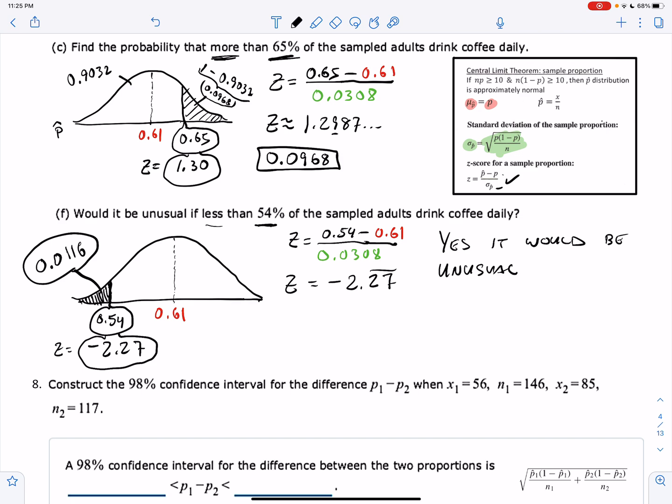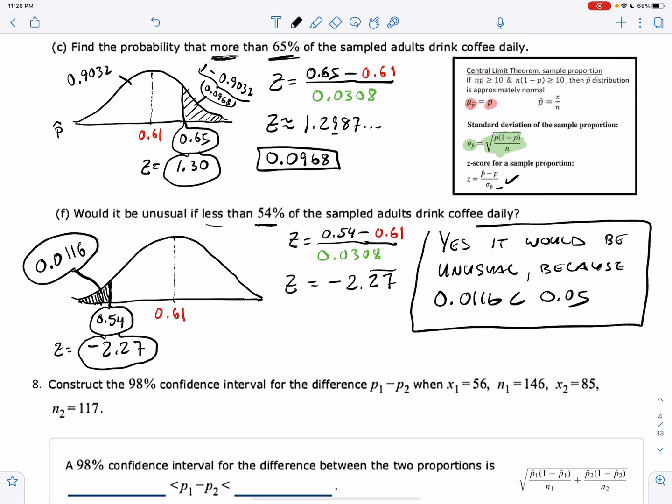I should restate all that, but I think I'm going to run out of space. Yes, it would be unusual. And I'm going to chicken out and just say because we got 0.0116, and that is less than our rule of thumb of 0.05. So because of that, this is unusual. Yes, it would be unusual. Let's put a box around that.